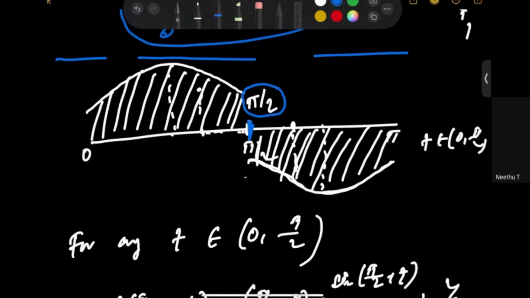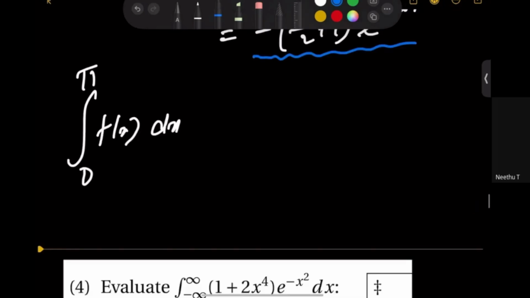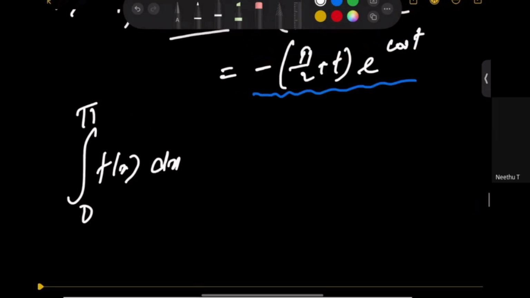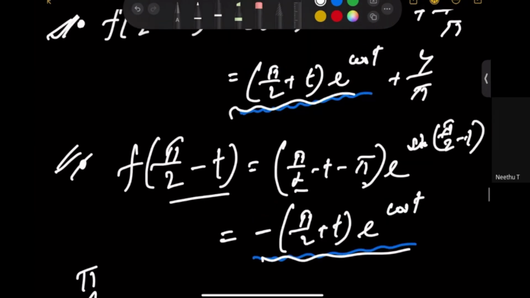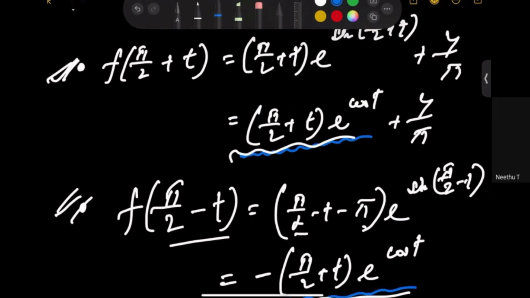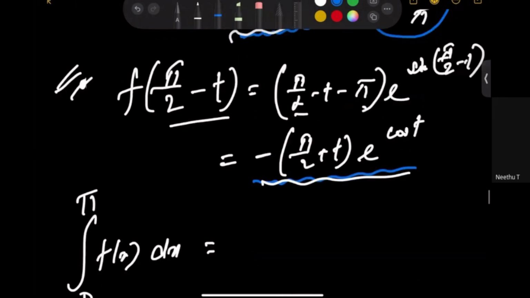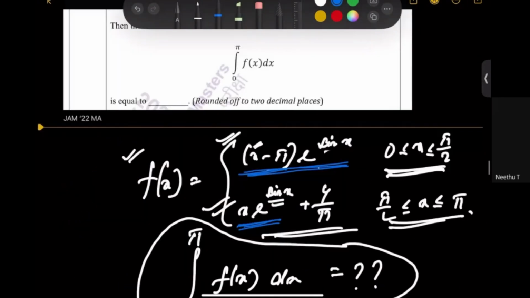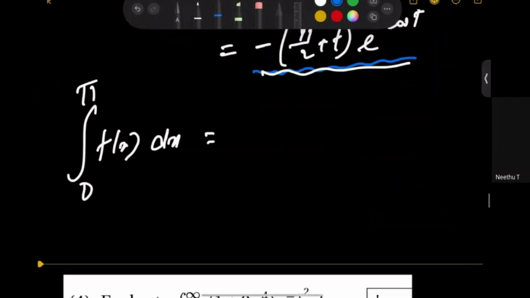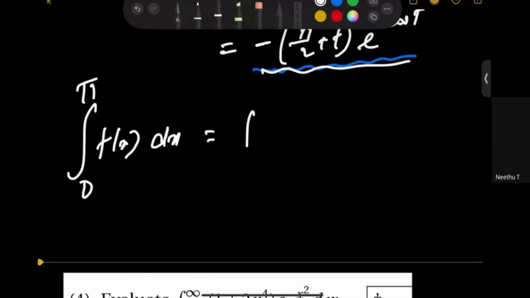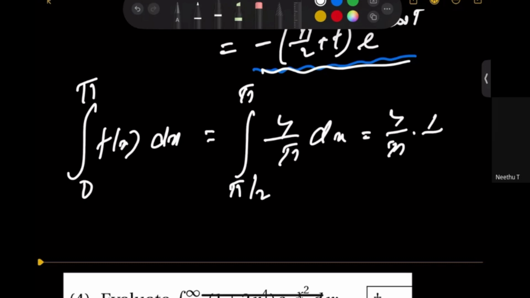The midpoint is pi by 2. So if you integrate this function over 0 to pi, then this one and this one will cancel each other. The only thing that remains effectively is this 4 by pi. And 4 by pi comes under this jurisdiction, right? X going from pi by 2 to pi. So it is effectively the integral from pi by 2 to pi of 4 by pi dx, and this is 4 by pi into pi by 2. It will be just 2. The answer is 2.